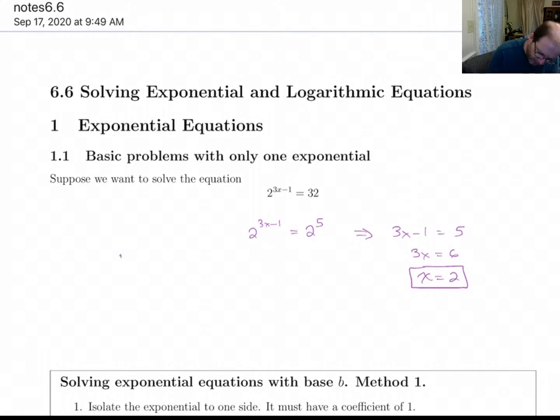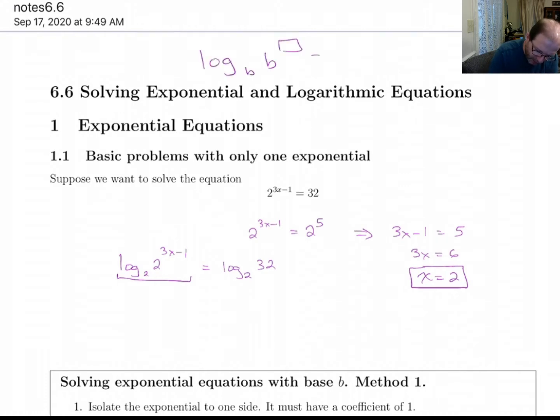I'm going to take log base 2 of 2 to the 3x minus 1 equals log base 2 of 32. All right. We have the rule that says if you take log base b of b to something, the log and the exponential undo each other and you just get that something back. So that gives you 3x minus 1 equals log base 2 of 32.